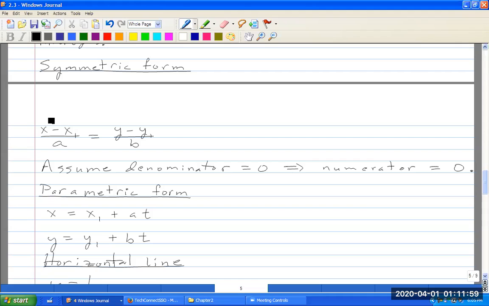The parametric form for the equation of a line, and this can be found by just letting this equal t and then solving for x and y, is a system of equations telling us what each of the coordinates look like. And so x is equal to x1 plus at, and y equals y1 plus bt, where (x1, y1) is a point on the line.